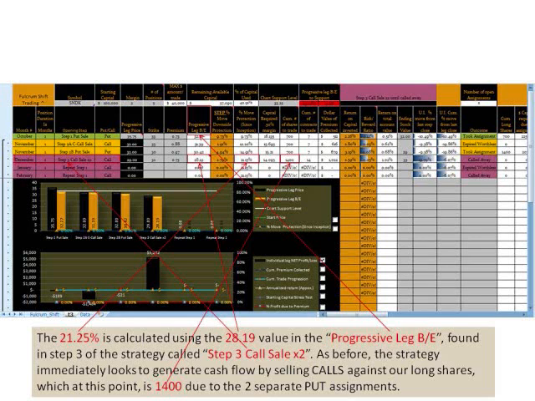The 21.25% is calculated using the $28.19 value in the progressive leg break-even, found in step 3 of the strategy called Step 3 Call Sale times 2. As before, the strategy immediately looks to generate cash flow by selling calls against our long shares, which at this point is 1,400, due to the two separate put assignments.